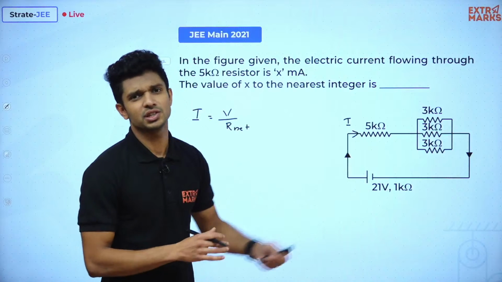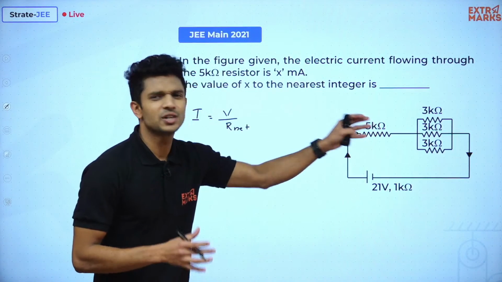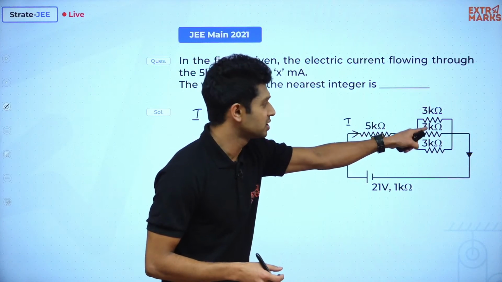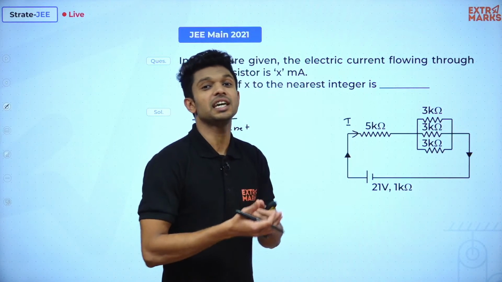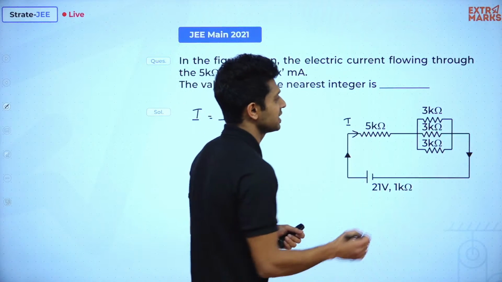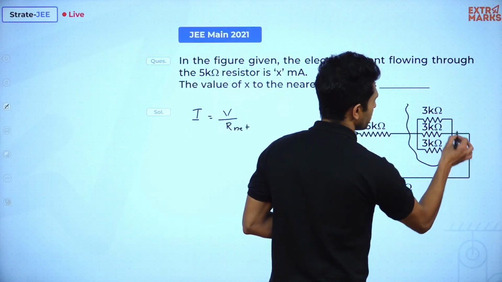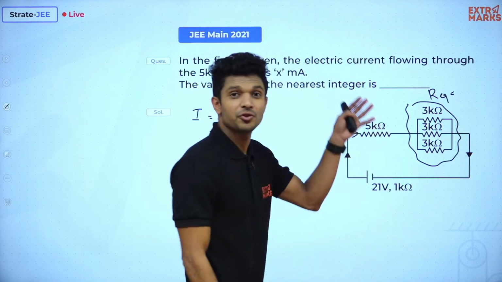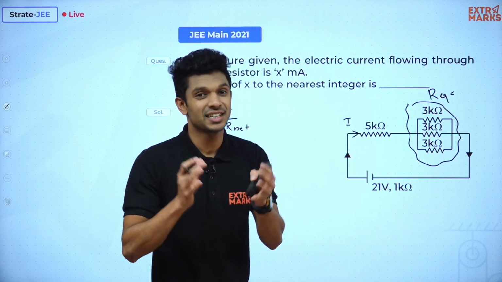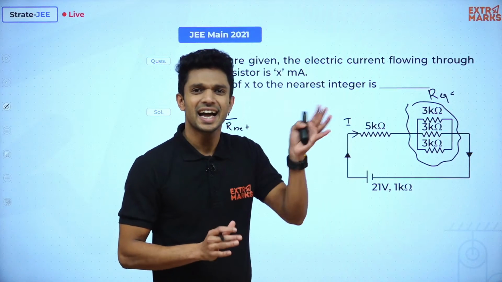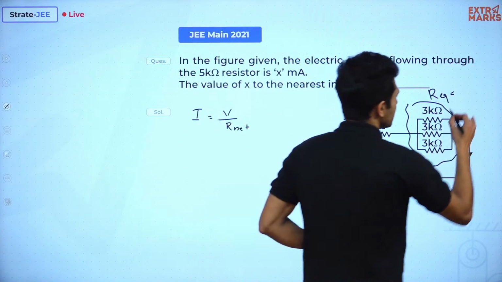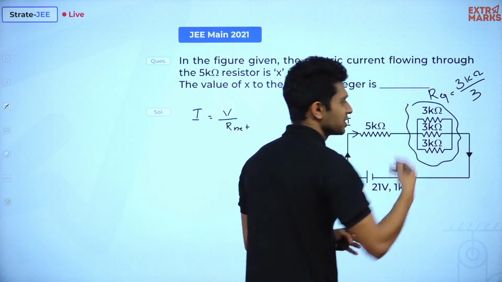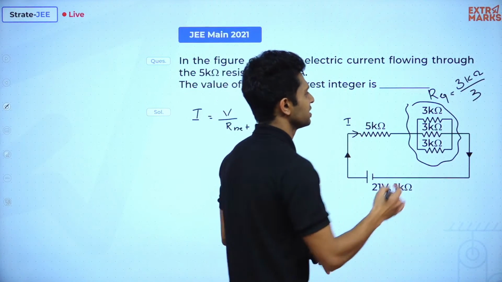V is already given, which is 21. Can't we just find the equivalent value of resistance? Obviously. Let's do it, right? We have 3 kilo ohms and 3 kilo ohms in parallel. How can we calculate the equivalent resistance of these? R equivalent, what's the formula? If we have n resistors of equal value connected in parallel, it is R by n. So here we have 3 kilo ohms divided by the number of resistors, which is 3. So 3 by 3 is equal to 1.